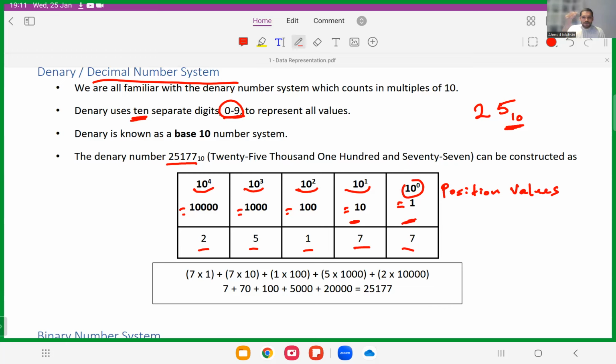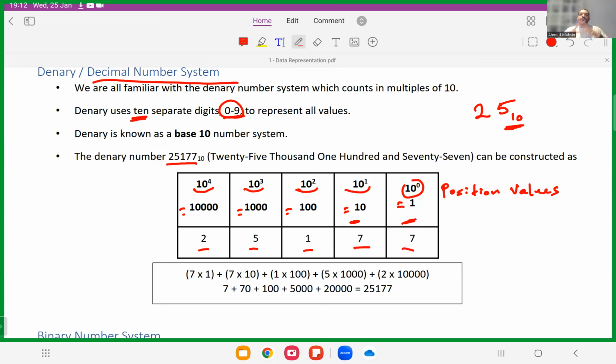If you were to look at this table of position values, you would notice that they keep getting multiplied by 10. So 1 became 10, 10 became 100, 100 became 1,000, 1,000 became 10,000. They keep getting multiplied by 10 as their position value increases.